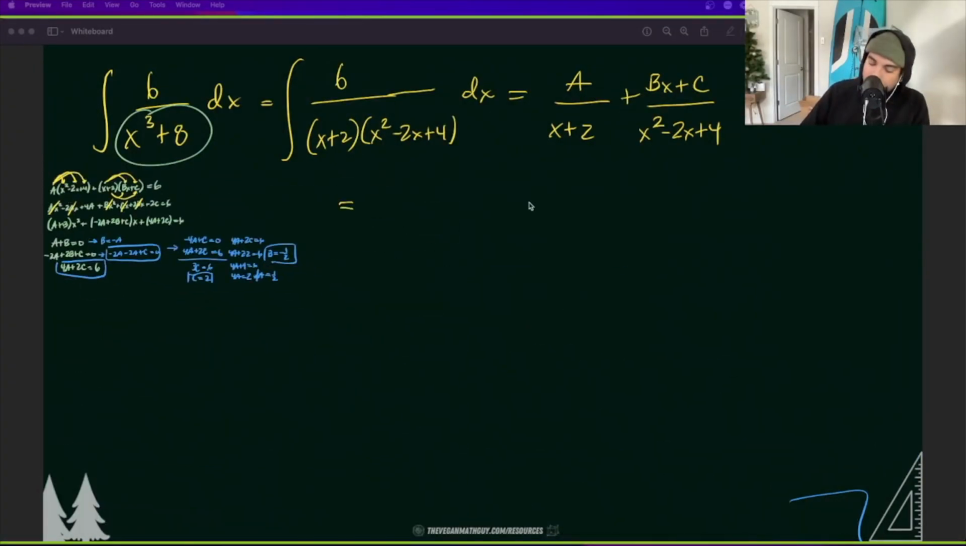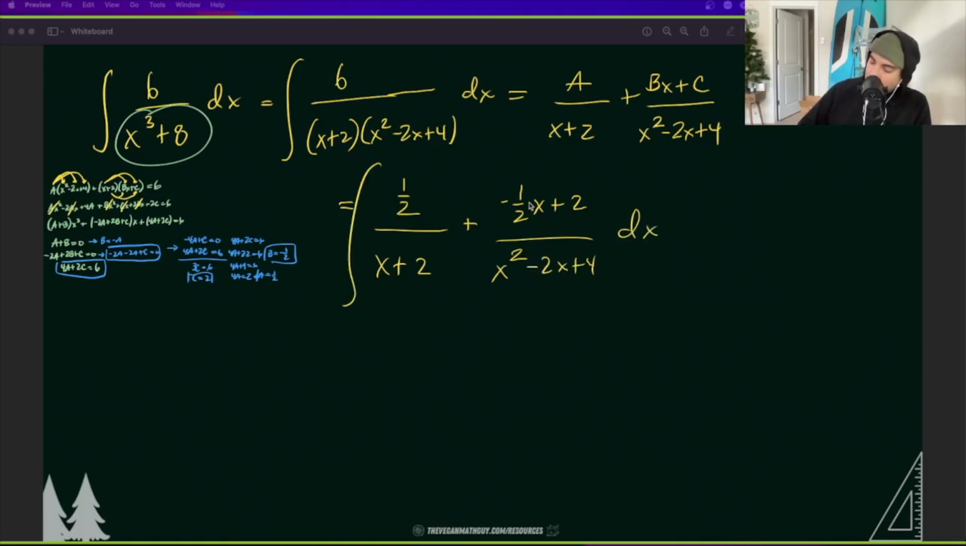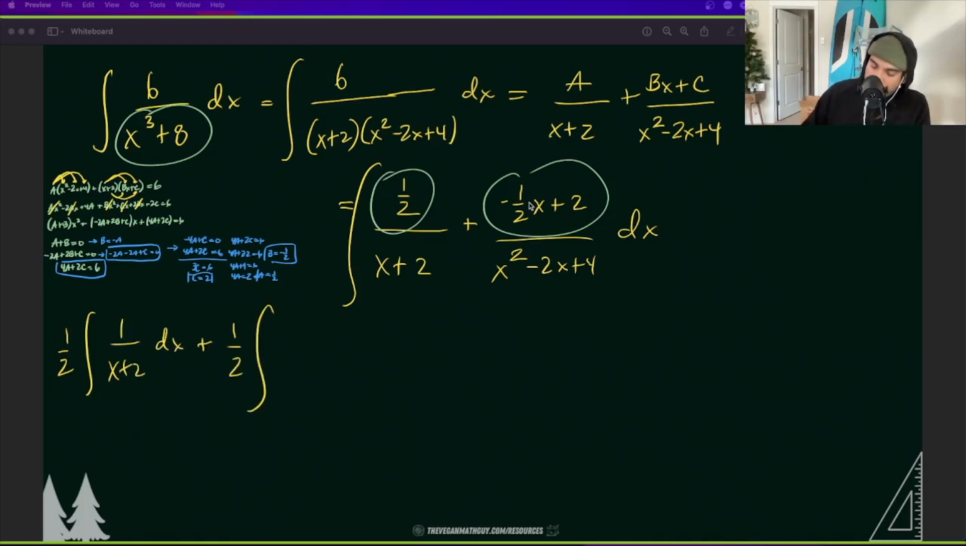So now we have this entire integral is equal to 1/2 over x plus 2, plus negative 1/2 x plus 2 all over x squared minus 2x plus 4. Let's go ahead and write the integral, put the dx in there. And I can go ahead and pull out a 1/2 from everything here so that I can make this a little easier for us. So the first integral is going to be 1/2 times 1 over x plus 2 dx, plus, let me change it, negative 1/2 times x minus 4 over x squared minus 2x plus 4 dx.